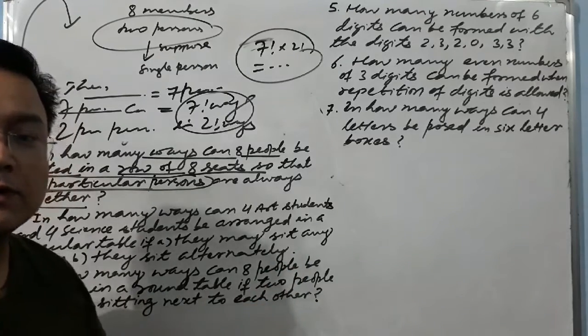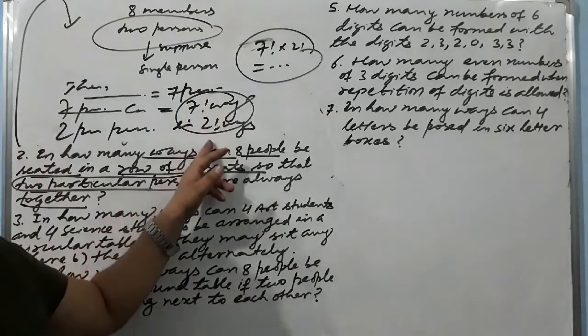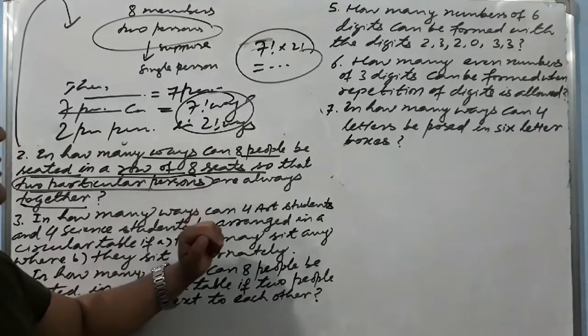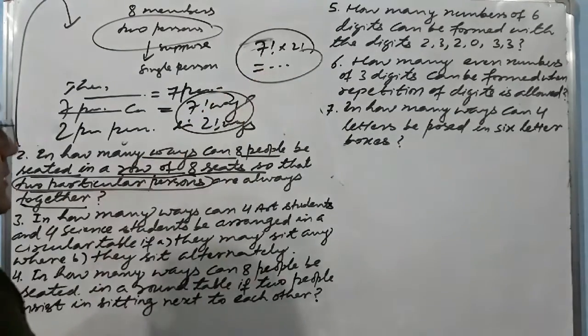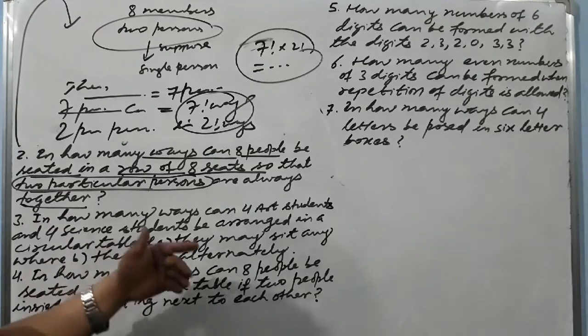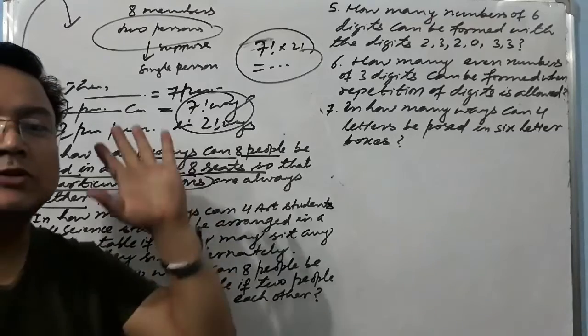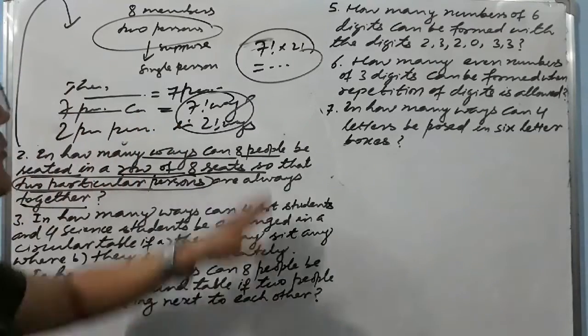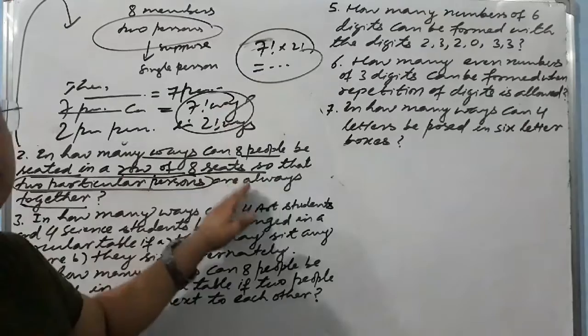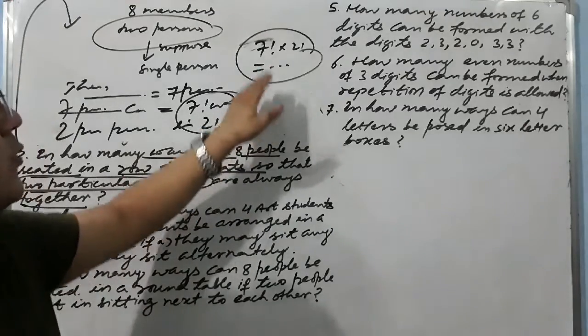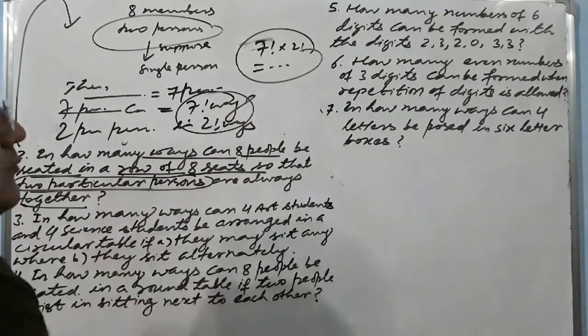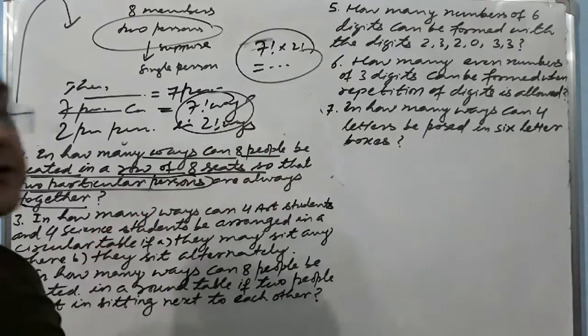Then what will the total number of ways be here? 7 factorial times 2 factorial, right? So 7 factorial times 2 factorial ways 8 people can be seated in a row of 8 seats, so that two particular persons are always together. So this is the way to find the solution of this question. That will be the required number of ways in which this statement is satisfied.